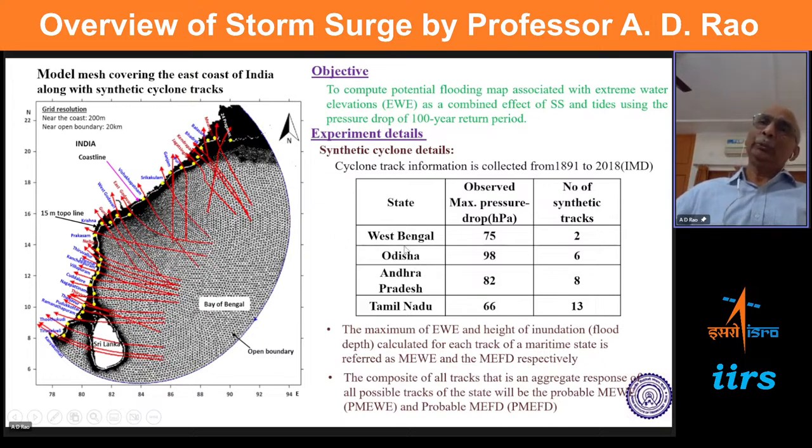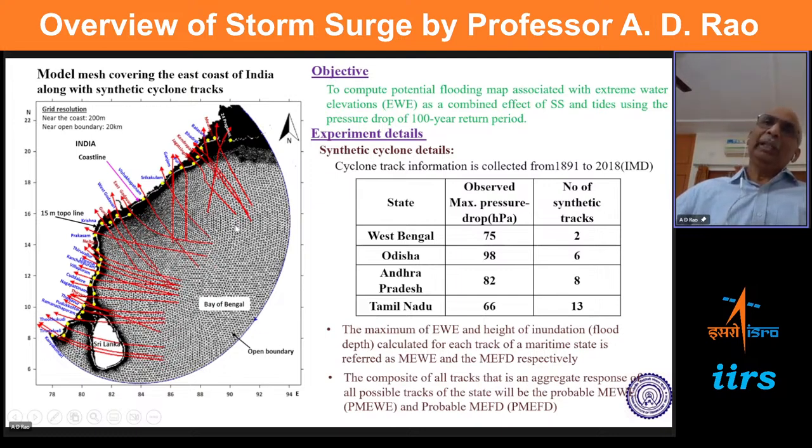I also assumed that the storm occurs at the time of high tide, where you get maximum extreme water elevations. So I have taken how much a high tide contributes to the total water elevation. That is the question, and I addressed that one.